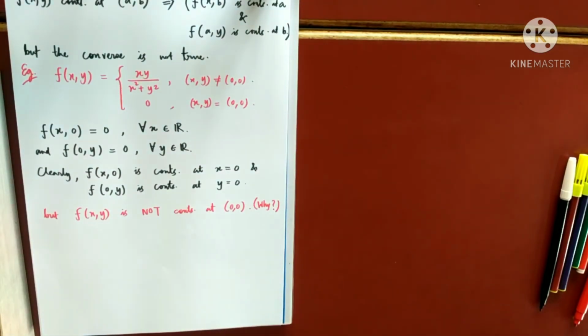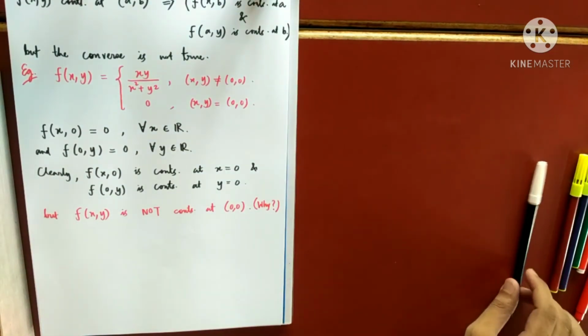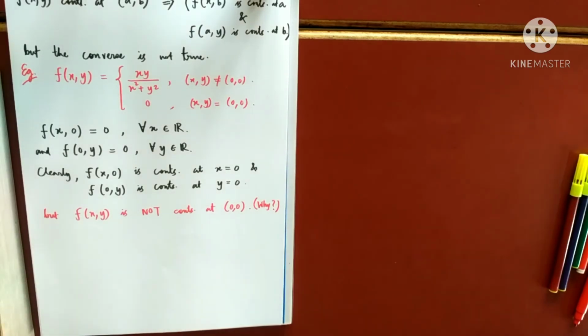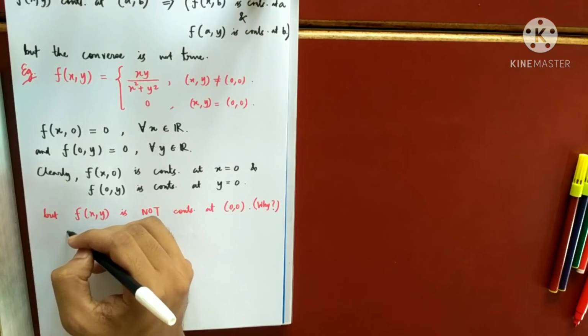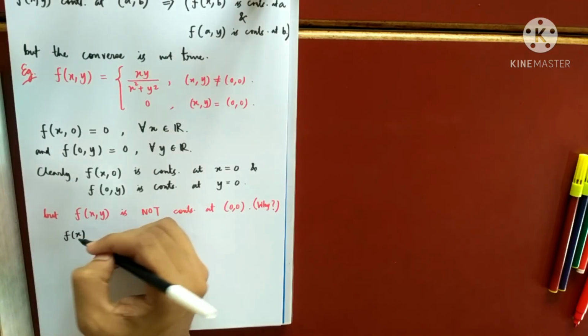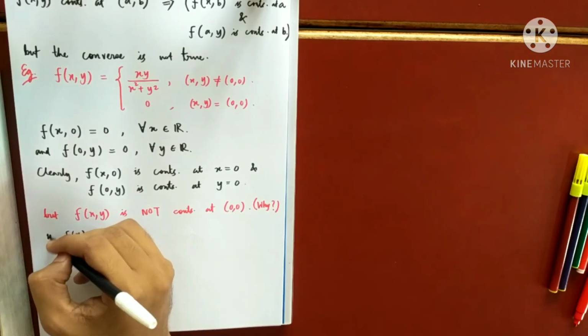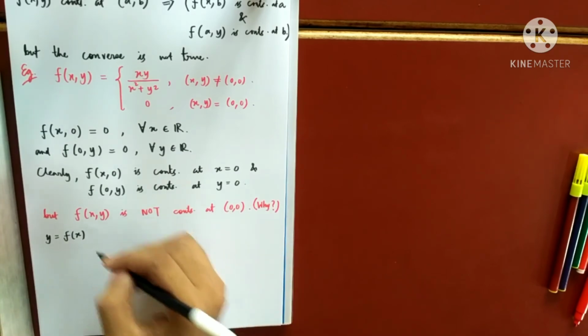So how do you plot functions of a single variable? Suppose I have this function f of x. Can anyone tell me how you plot a function of this kind, f of x? We take y equals to f of x. Okay, very good. Over x we mark y. Yes.